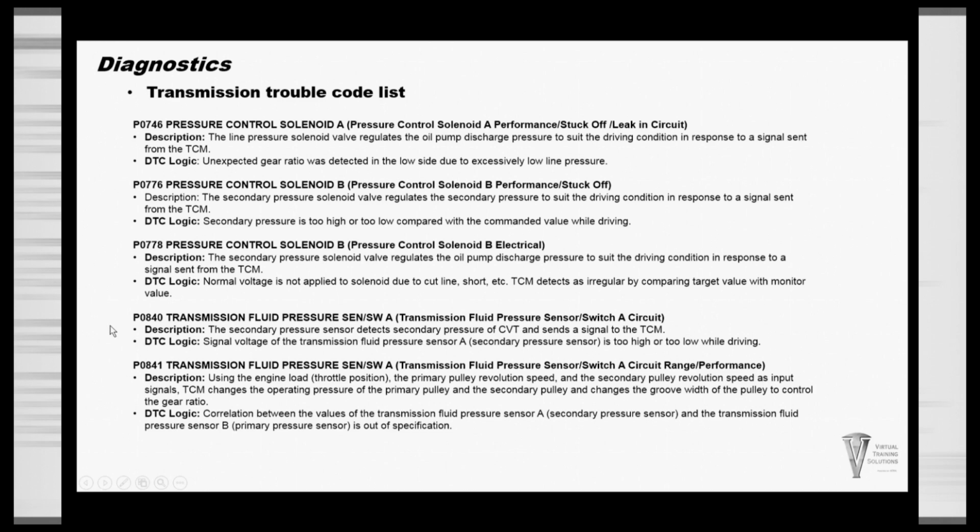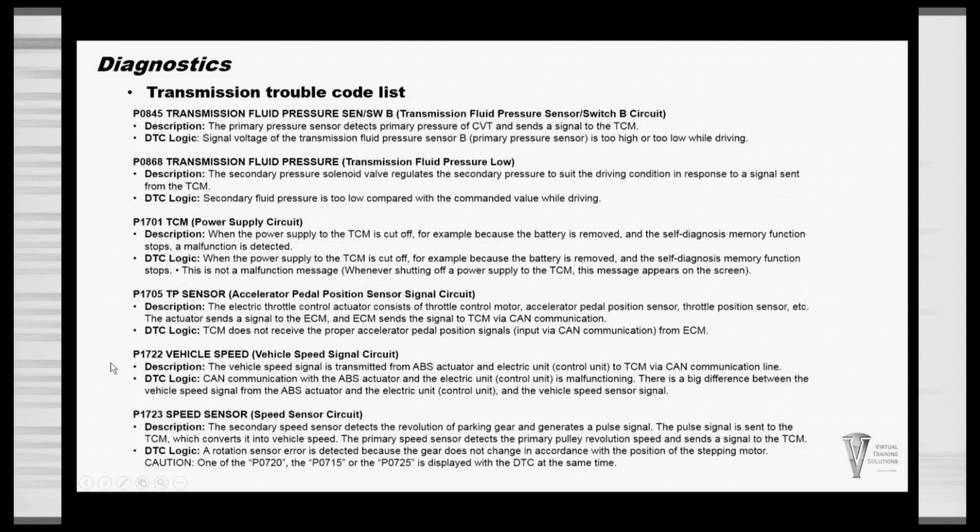840 and 841 are pressure switch codes. We're going to go over all these individually also. We have some more transmission: 845 transmission fluid pressure switch B. 868, this is another one that's very common. Transmission fluid pressure low. A lot of times this is from the flow control valve being stuck.